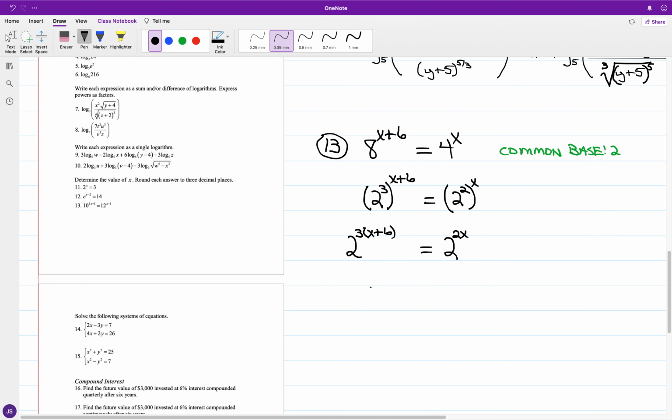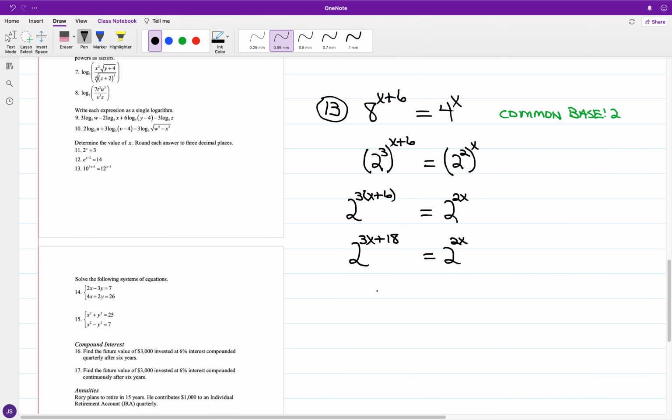Now we got single base 2 terms. And just taking what we have on the left upon distributing 3 over the quantity of x plus 6, we have 2 raised to the 3x plus 18 is equal to 2 raised to the 2x. Now we got single base 2 terms, and so in terms of solving for x, we can go ahead and set the powers equal to each other.